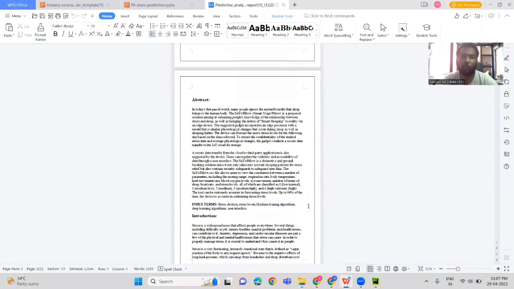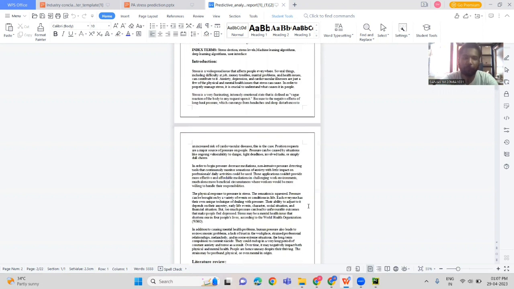In today's world, many people ignore the benefits of sleep for the human body. The smart yoga pillow is proposed as a solution to enhance people's knowledge of sleep and stress levels. Stress is an intense emotional state, defined as a reaction of the body to any demand upon it, because of the negative effects of long-term pressure, which can range from headaches and sleep disturbances to increased risk of cardiac diseases.